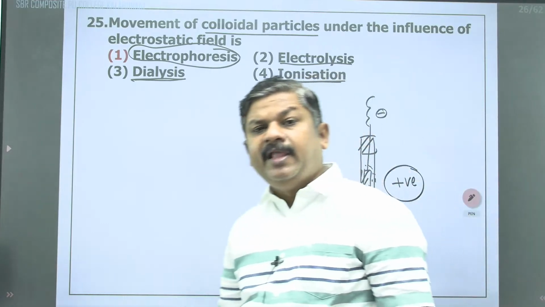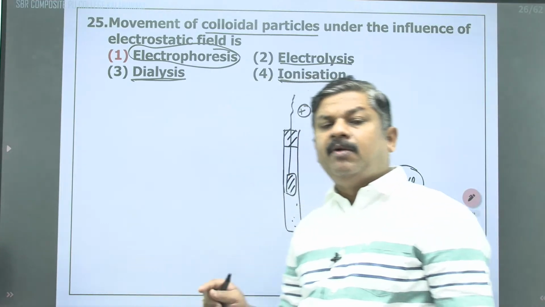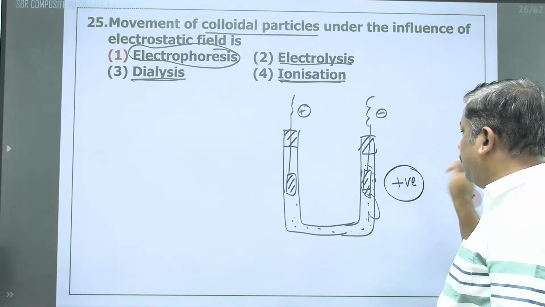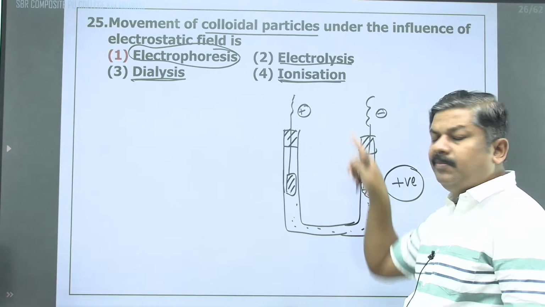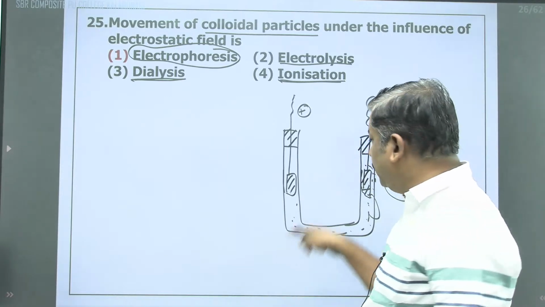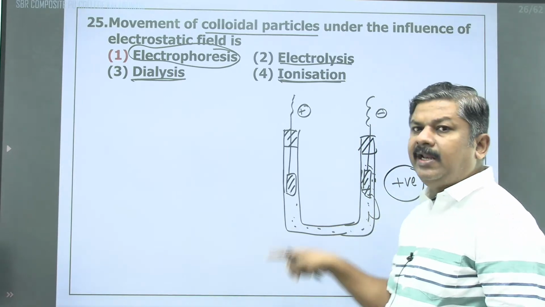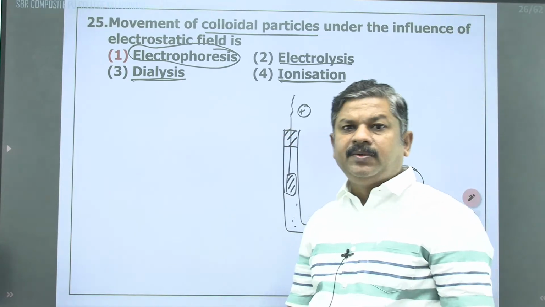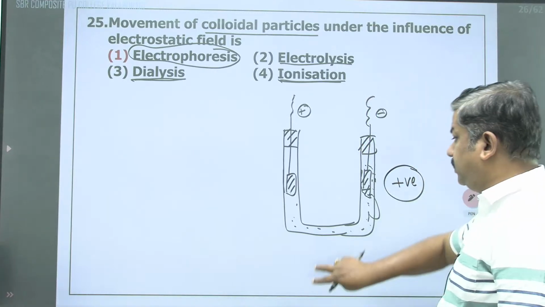Electrophoresis is a method for the determination of charge on the colloidal particle. If all the particles are migrating towards the anode, they are carrying a positive charge. If the particles are migrating towards the positively charged terminal, then those colloidal particles carry a negative charge. That colloid is called a negatively charged colloid, and this concept is known as the electrophoresis process.